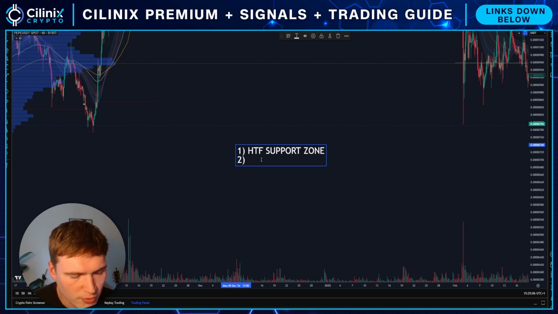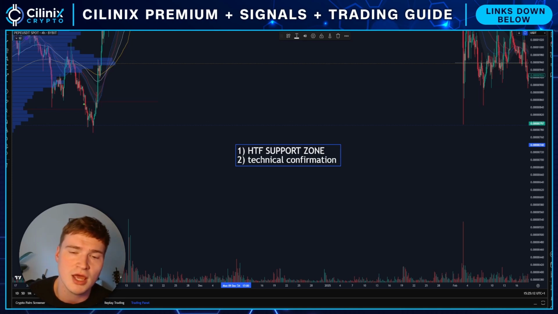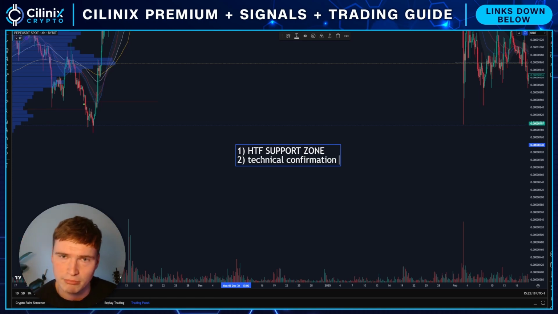And then second of all, you want some sort of a technical confirmation. Now this can be multiple things. This could be a bullish divergence with the RSI at the bottom. It could also be some sort of a liquidation spike where we get a spike below the key level, after which we reclaim the level. So basically a huge liquidation event.